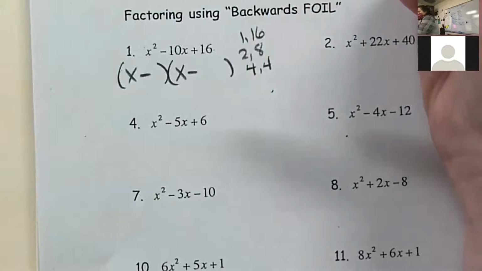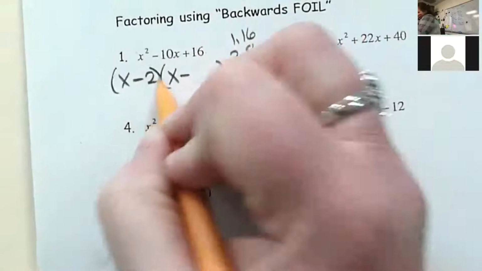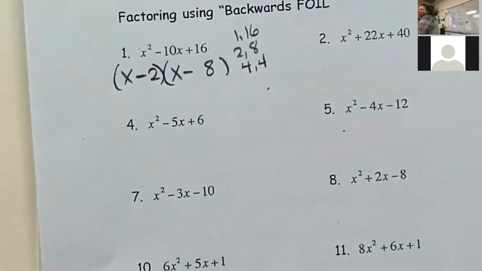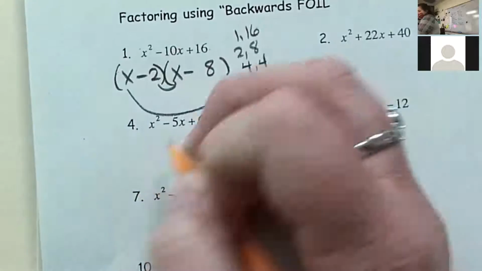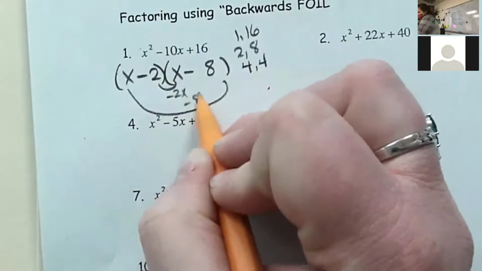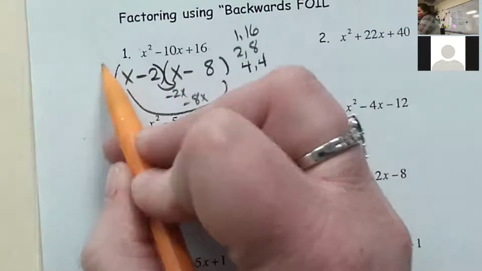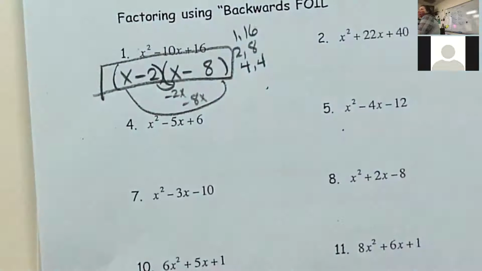The middle one. 2 and 8. 2 and 8, yeah. So 2 and 8. Done. Now, if you're worried that it's not right, you can draw in your O and your I loops. That's a negative 2x, that's a negative 8x. Oh, that works. A negative 2 and a negative 8 together make a negative 10.